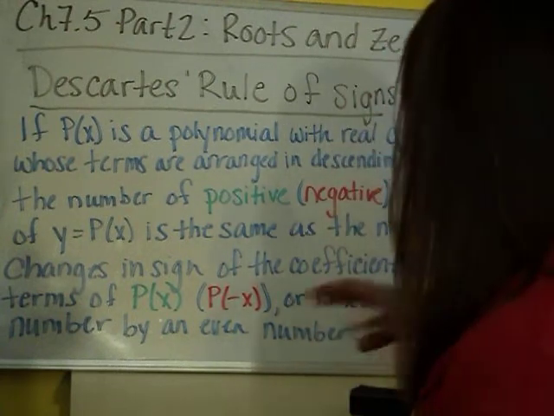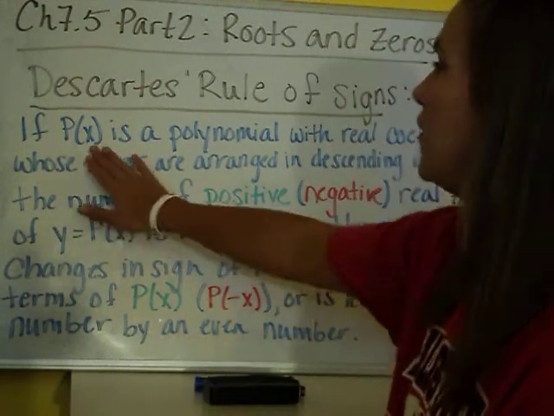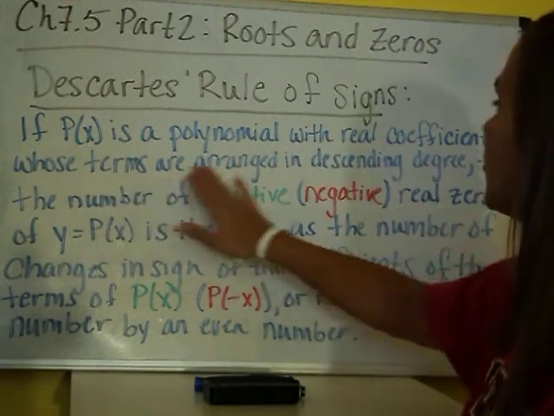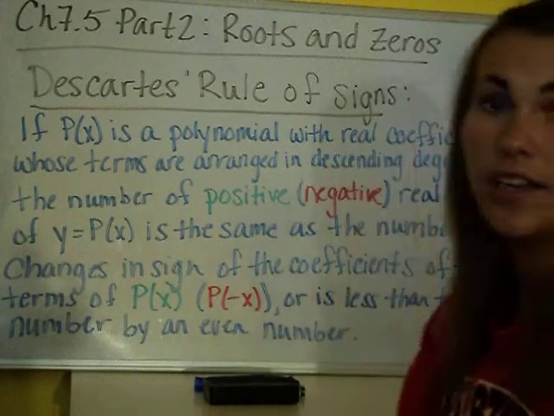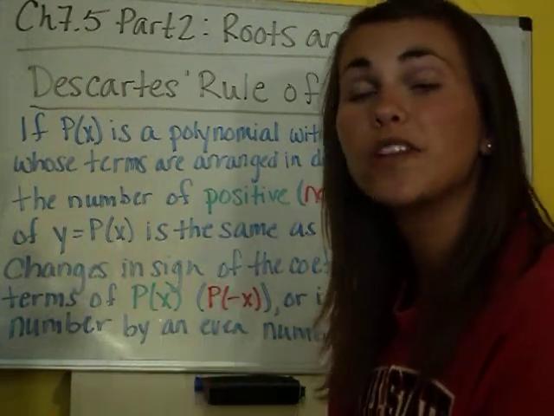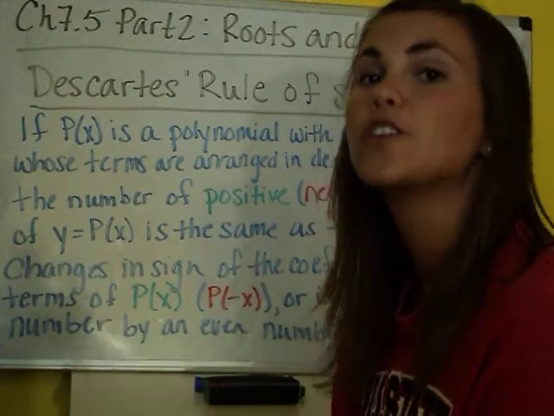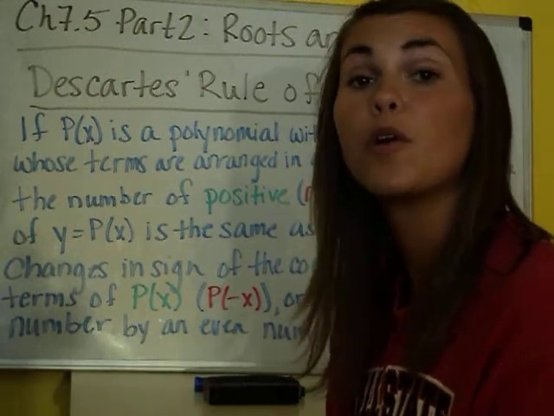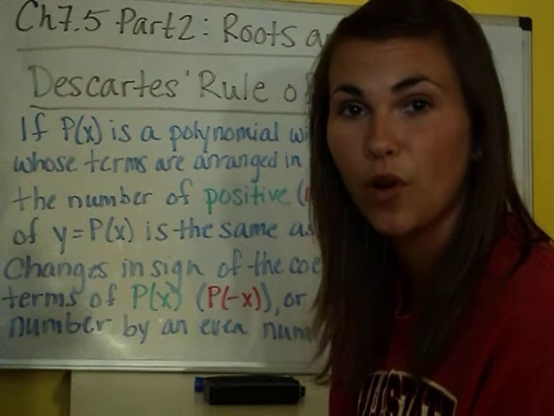Descartes came up with this rule, and he says if p of x is a polynomial with real coefficients whose terms are arranged in descending degree. So in order for this rule to work, first of all we need real coefficients, which if it's a polynomial, then we're good, because a requirement to be a polynomial is that it has real coefficients.